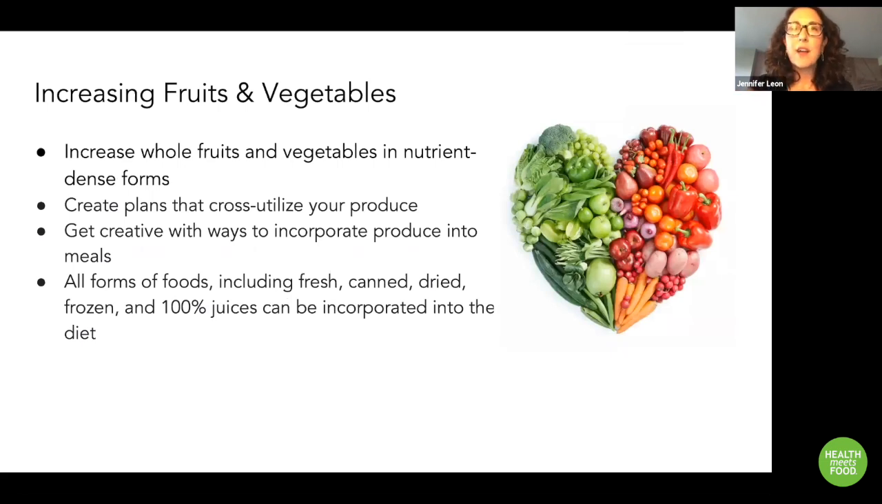Okay, so another obvious way to increase nutrient density is to literally put more fruits and vegetables into the diet. And when you're creating a plan that's going to cross-utilize your produce, you're much less likely to waste it. So you make the plan, you buy what you need, and then you use it in multiple ways. So if you're going to buy a bunch of beautiful looking beets, think of how many different ways you can use it once you've roasted it. And that way you really get the most out of your product.